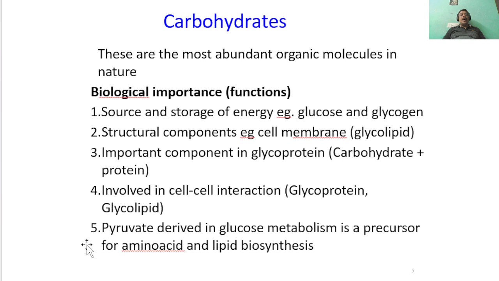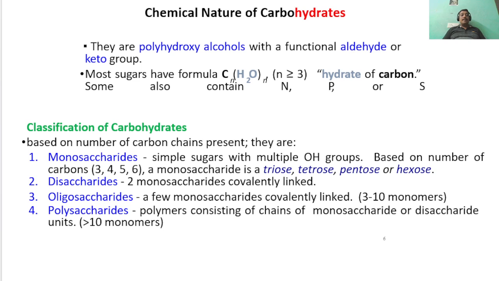right? And the last important function is pyruvate. The degradation of glucose leads to the production of pyruvate, and from pyruvate, your system can synthesize amino acids and lipids. There is a separate metabolism for that. We'll discuss that in a detailed way at a later point. Right. So, what is the chemical nature of carbohydrate?